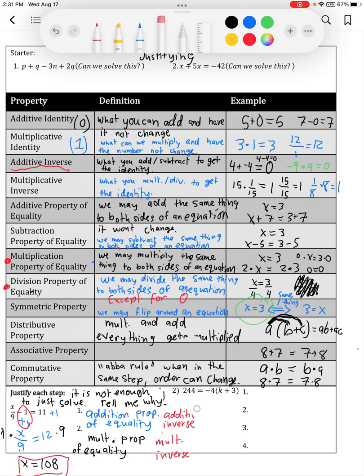I'm going to go ahead and erase these words over here to work on our next one. You'll notice this one, we have 4 steps to justify. So let's go ahead and talk our way through it. We have 244 is equal to negative 4k plus 3.